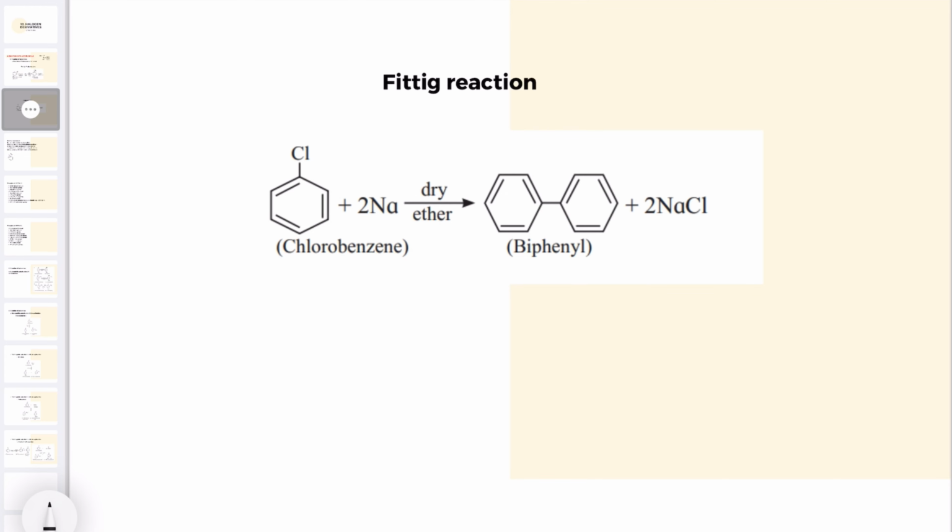If we take 2 moles of the aryl halide only, not alkyl halide, then it reacts with the sodium in presence of dry ether. Then the formation of Fittig reaction takes place between the same type of aryl halide, that is chlorobenzene. Here halide is chlorine and aryl ring is our benzene ring. So if twice of this chlorobenzene reacts with twice of Na in presence of dry ether, then we get the biphenyl product.